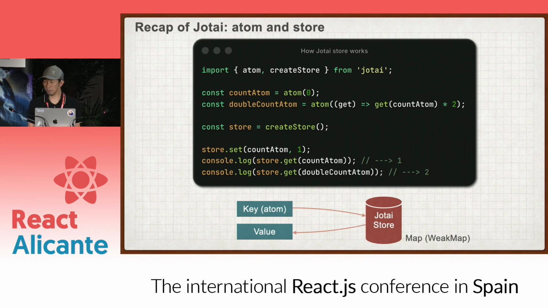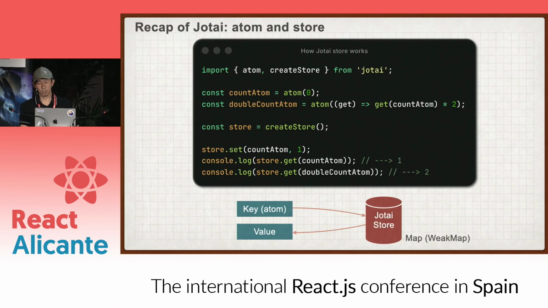The Jotai atom model is interesting. The atom definition doesn't hold the atom value. Instead, an isolated store holds the values of atoms. This code snippet should show the idea of stores. We define a count atom and double count atom with the atom function. Then we create a store with the createStore function. We can set the value of an atom in the store using the set method. Then we can get the atom values from the store using the get method.